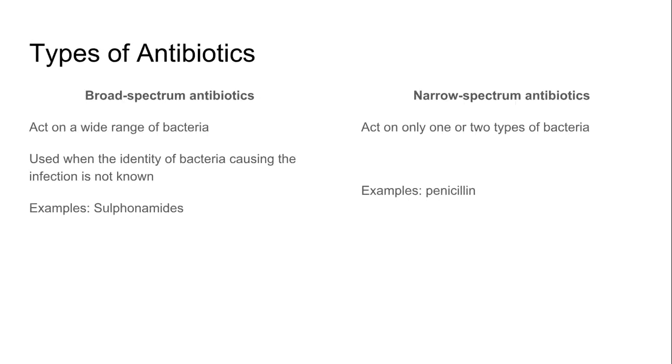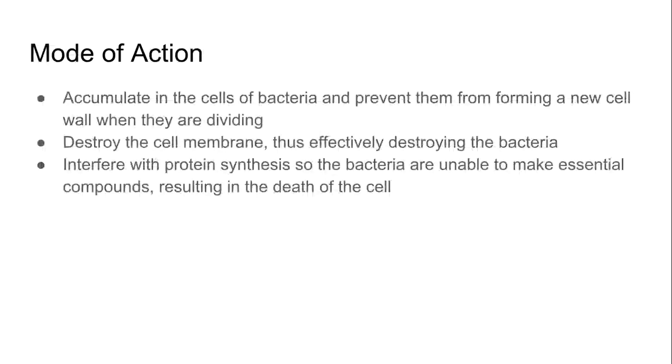There are two different types of antibiotics. We have broad spectrum antibiotics and narrow spectrum antibiotics. Broad spectrum act on a wide range of bacteria, and these are used when the identity of the bacteria causing the infection is not known. And then we have our narrow spectrum antibiotics, which act on only one or two types of bacteria, and penicillin is an example of that.